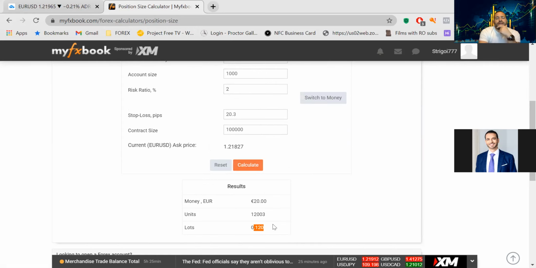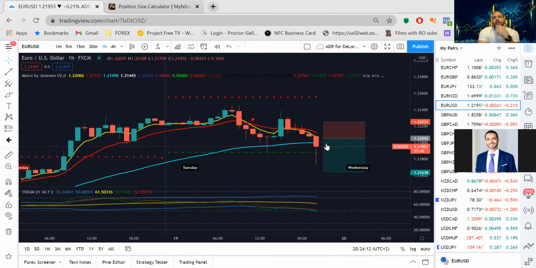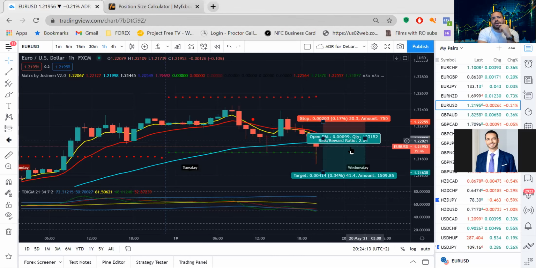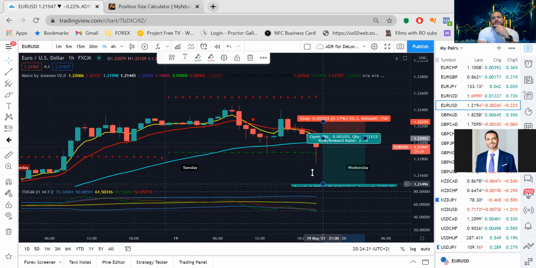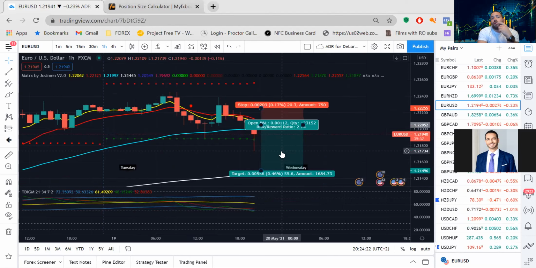And in this way, guys, you know in advance how much you're willing to risk and how much you stand to gain. Because our gain here was 2, an easy calculation to make. But if the risk to reward ratio was like 2.74, all you need to do is multiply 20 euro, which is what you're willing to lose, by 2.74.